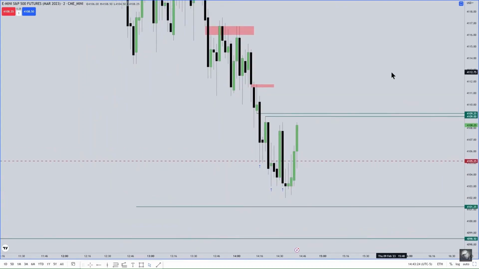Let's assume for a moment that you were expecting price to go down to that 4103 level, okay? And you saw this setup up here. You saw price trade up into this fair value gap. Let me move it away so you can see it.